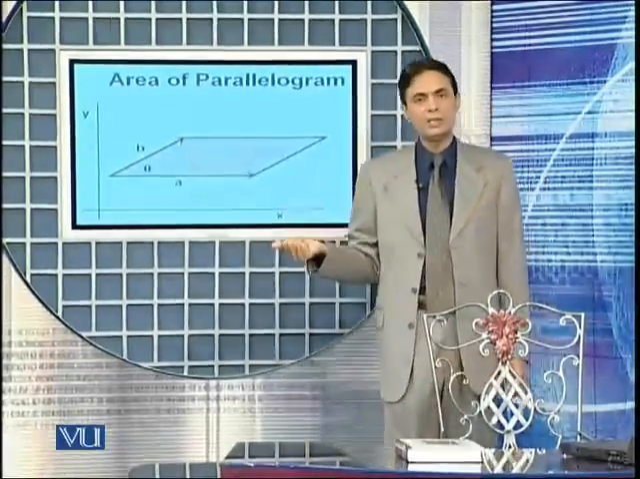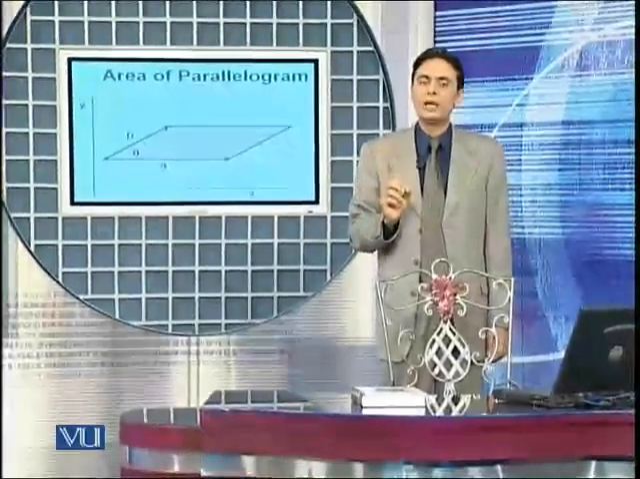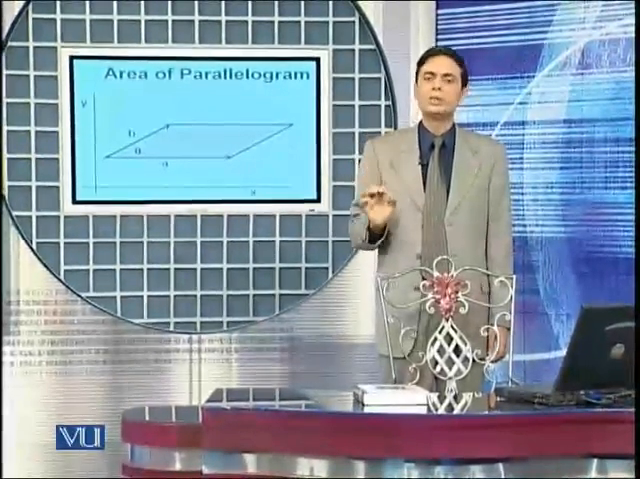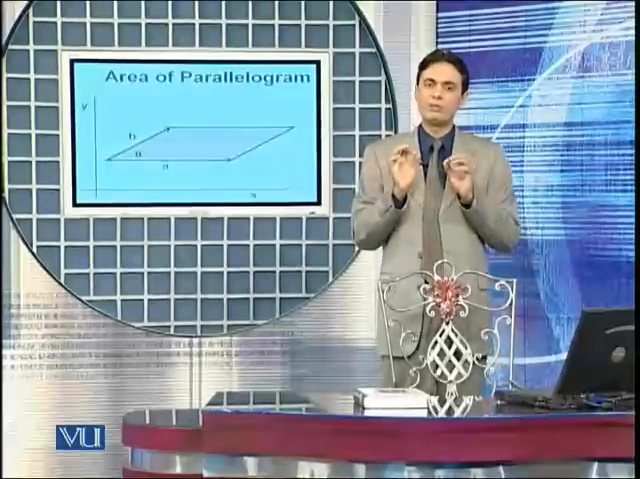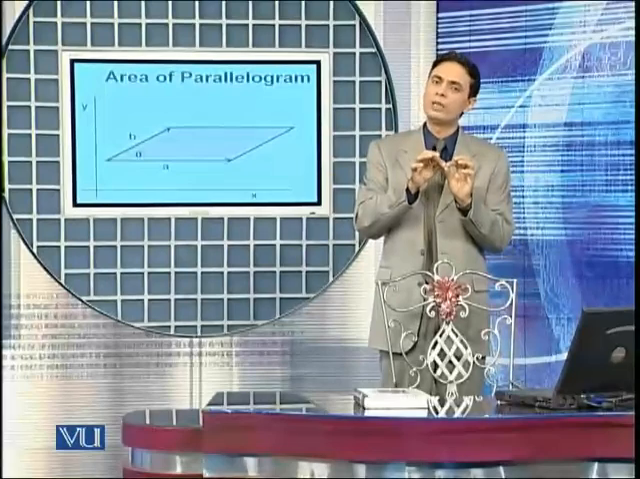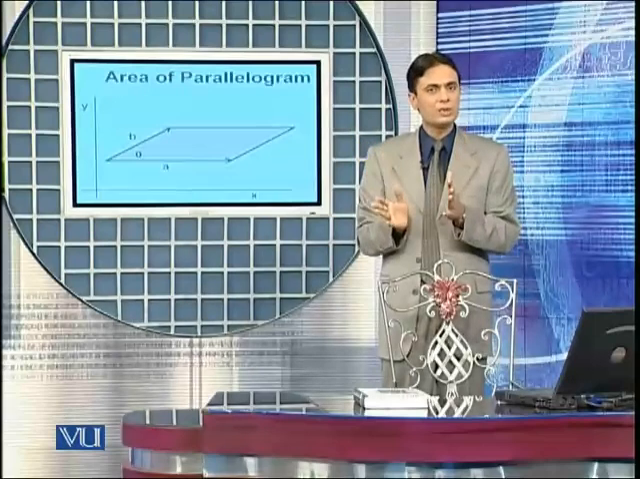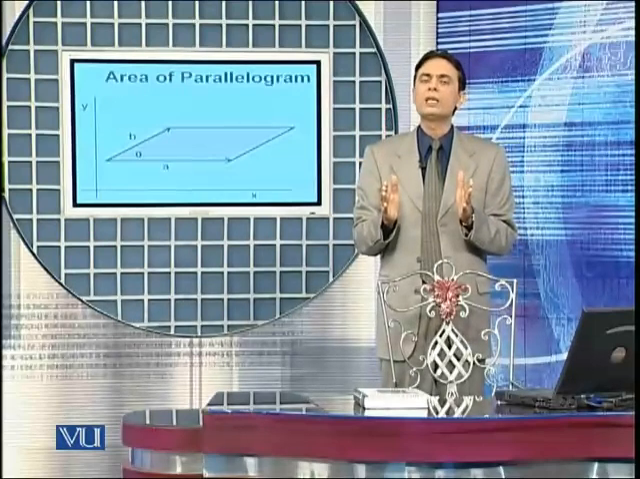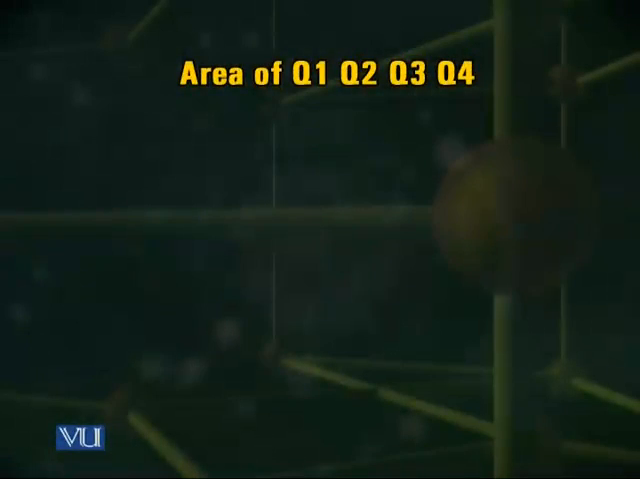Let's apply this process to the small parallelogram defined by points Q1, Q2, Q3 and Q4. Effectively, we don't need point Q4. Our first vector will be from point Q1 to Q2. Second vector will be from point Q1 to Q3. We'll take these vectors, we'll take their cross product, take the magnitude of that cross product, and that will be the area of that parallelogram bounded by point Q1, Q2, Q3 and Q4.